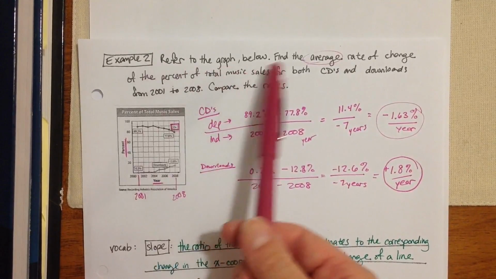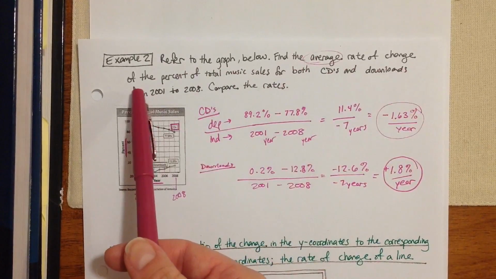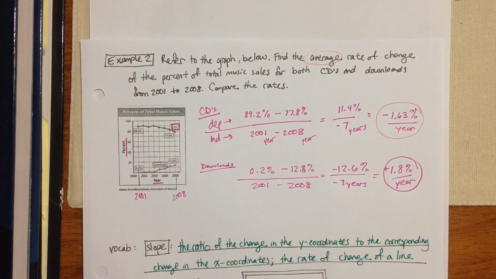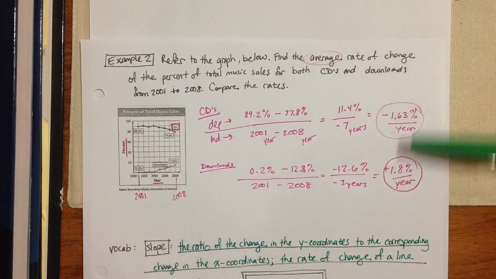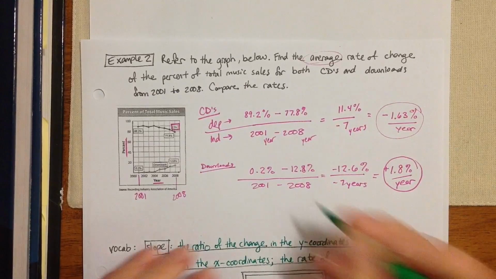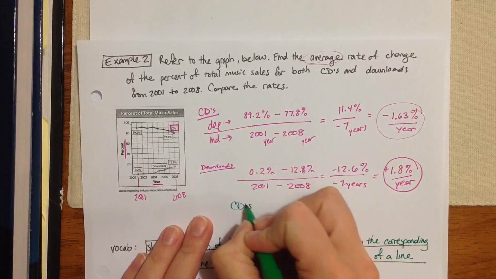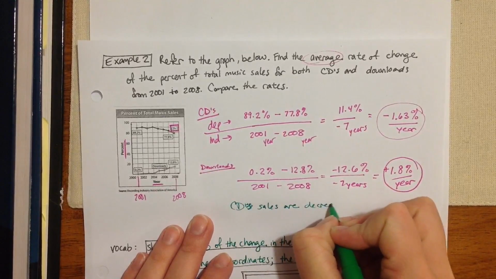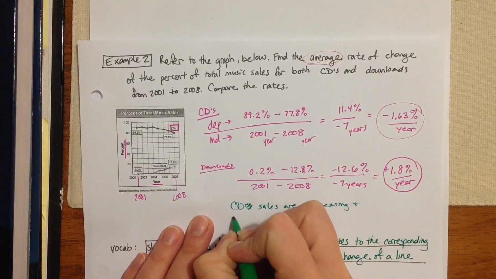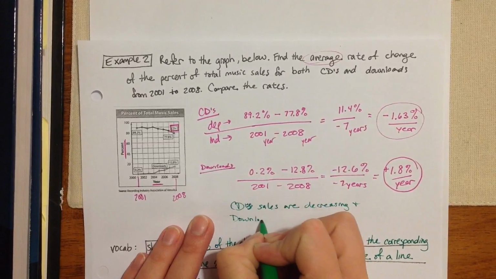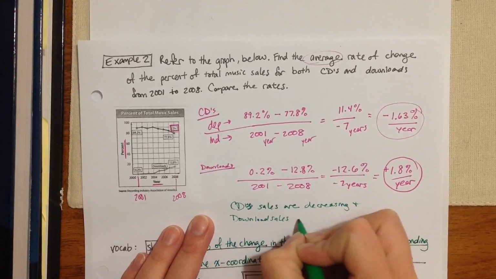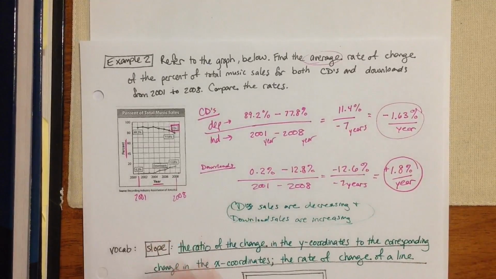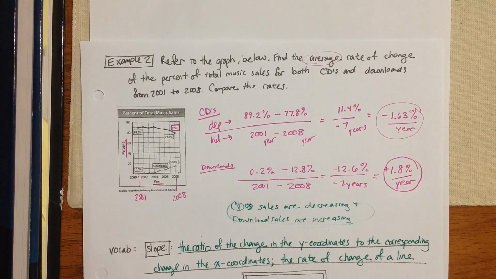So the question referred to the graph: find the average rate of change of the percent total music sales for both CDs and downloads, and compare the rates. So just make a little statement about what you see as the differences between them. You might say something like, CD sales are decreasing and download sales are increasing. Just a quick little statement like that. That's all you need to say as a comparison.